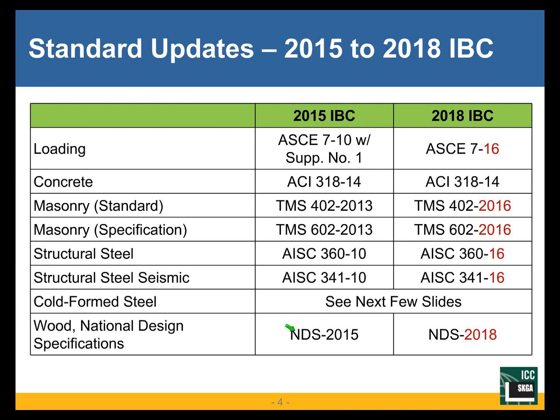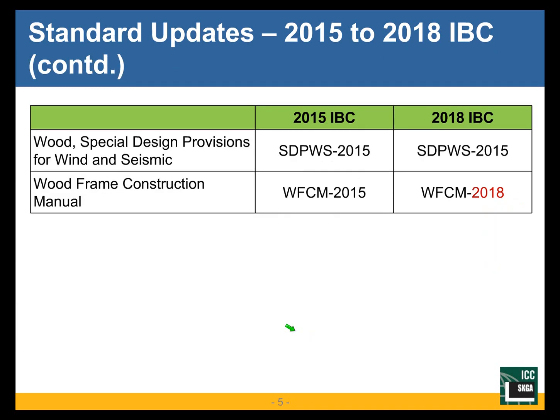The National Design Specification has been updated from the 2015 to the 2018 edition. The Special Design Provisions for Wind and Seismic is the second major document after 318 that has not been updated. It remains the 2015 edition in 2018 IBC. The Wood Frame Construction Manual has been updated from the 2015 to the 2018 edition.